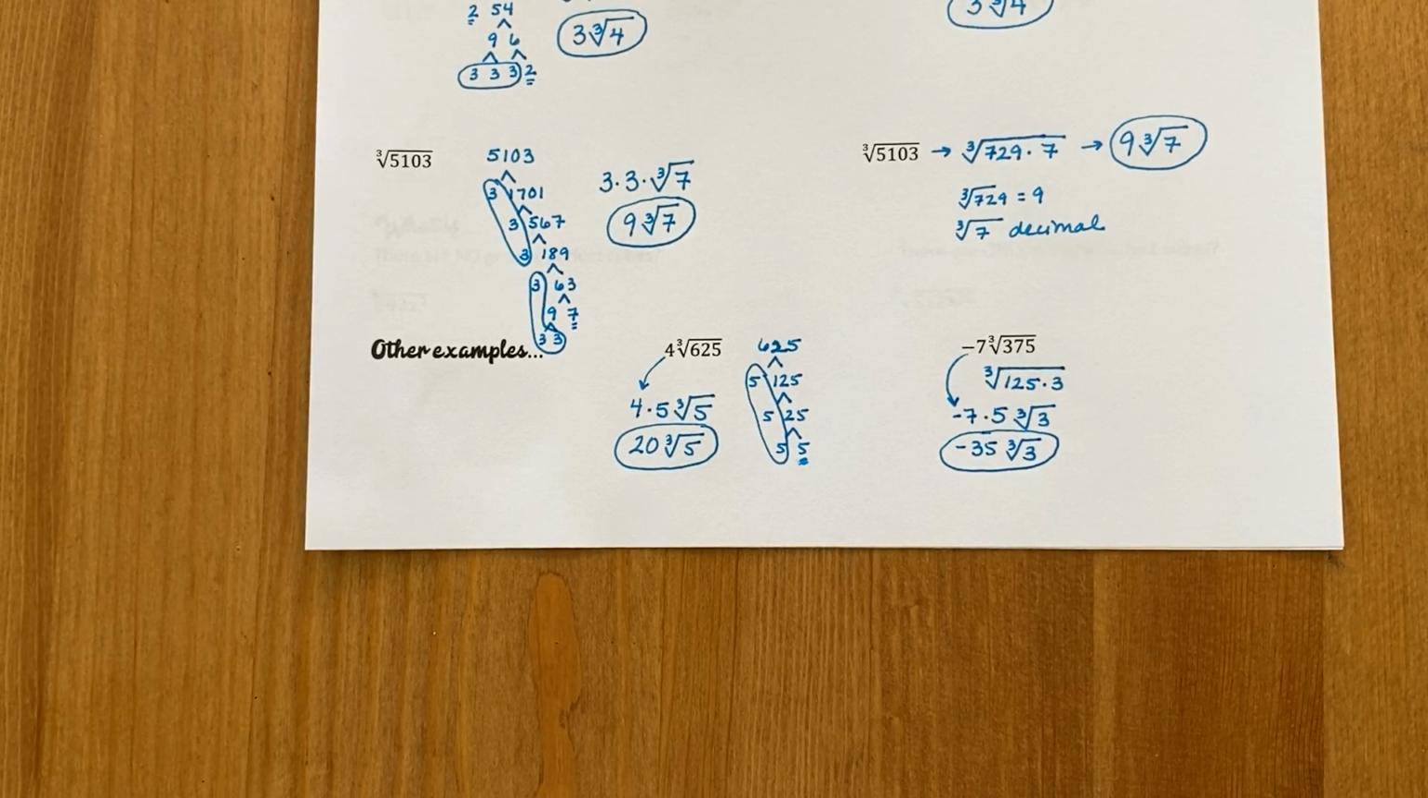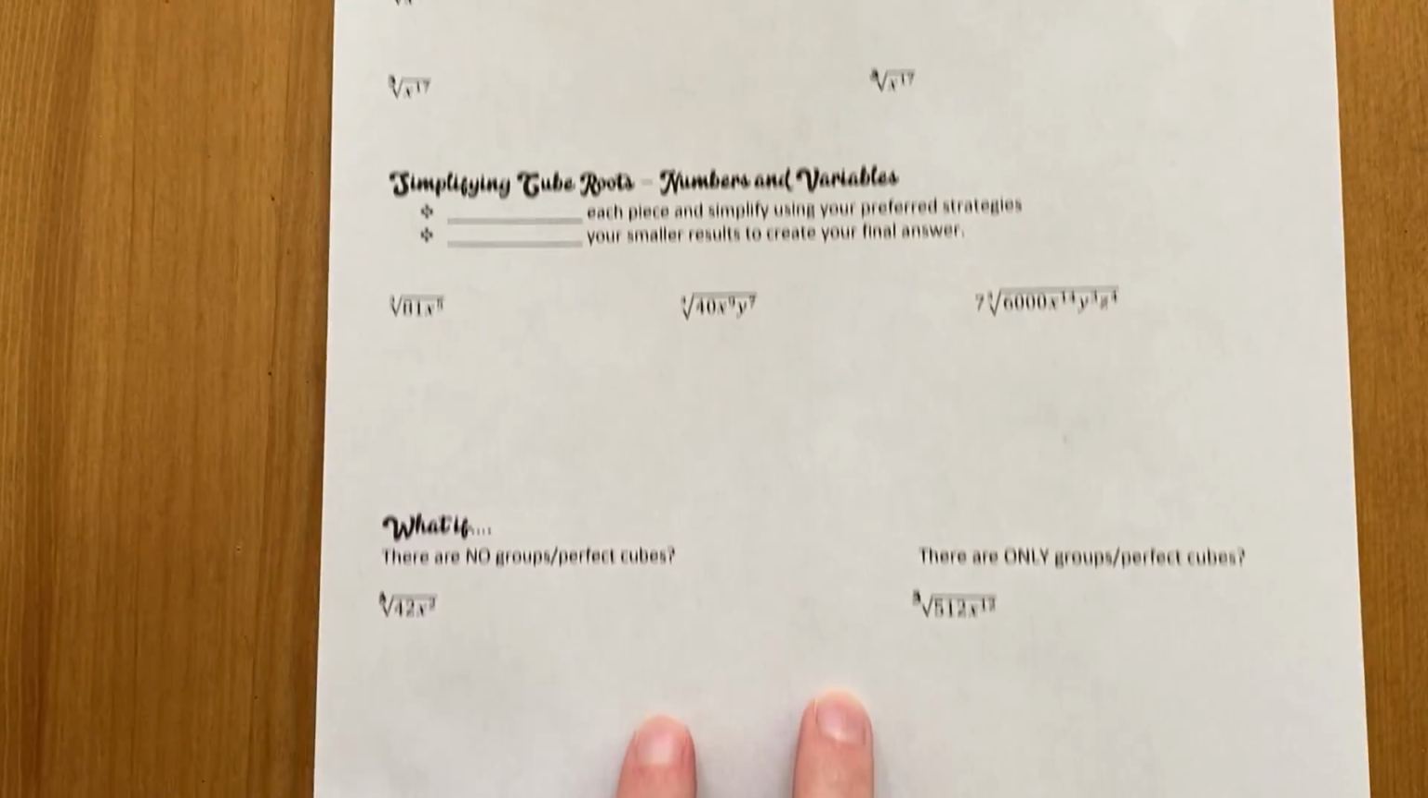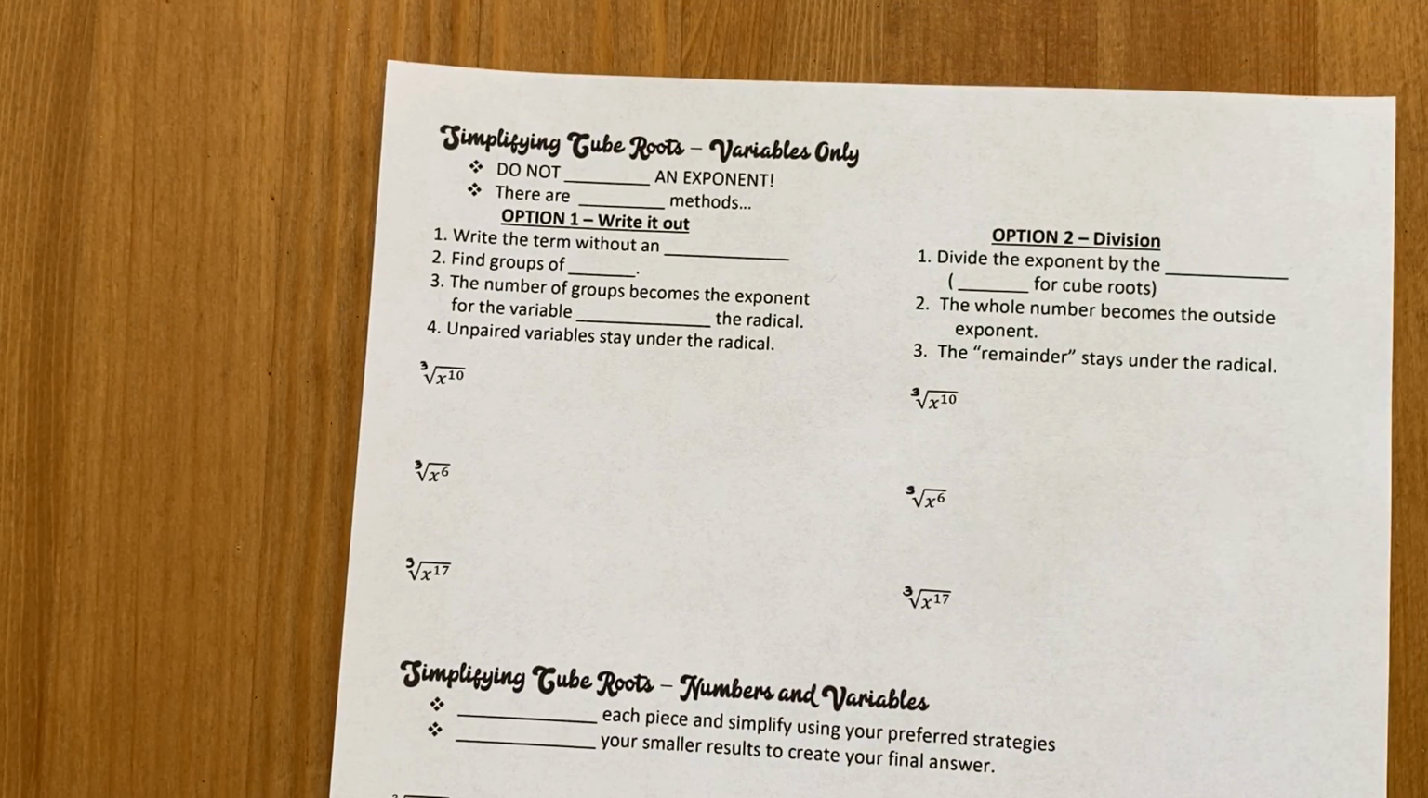Okay, again, because this is algebra, we do have to involve variables here. So I'm going to switch pages. We're going to talk about just the variables for a minute. It's going to work really similar to yesterday's stuff, where we're going to divide, or we can write it all out and find groups. Just again, this is all going to be based around 3.